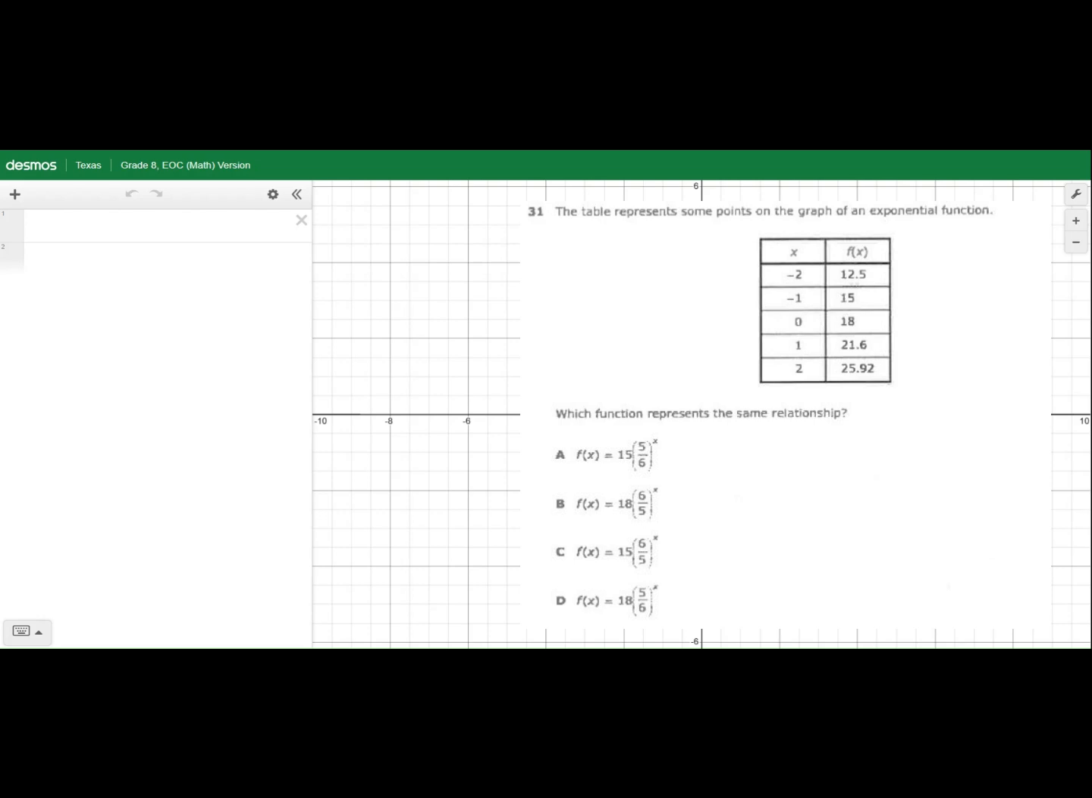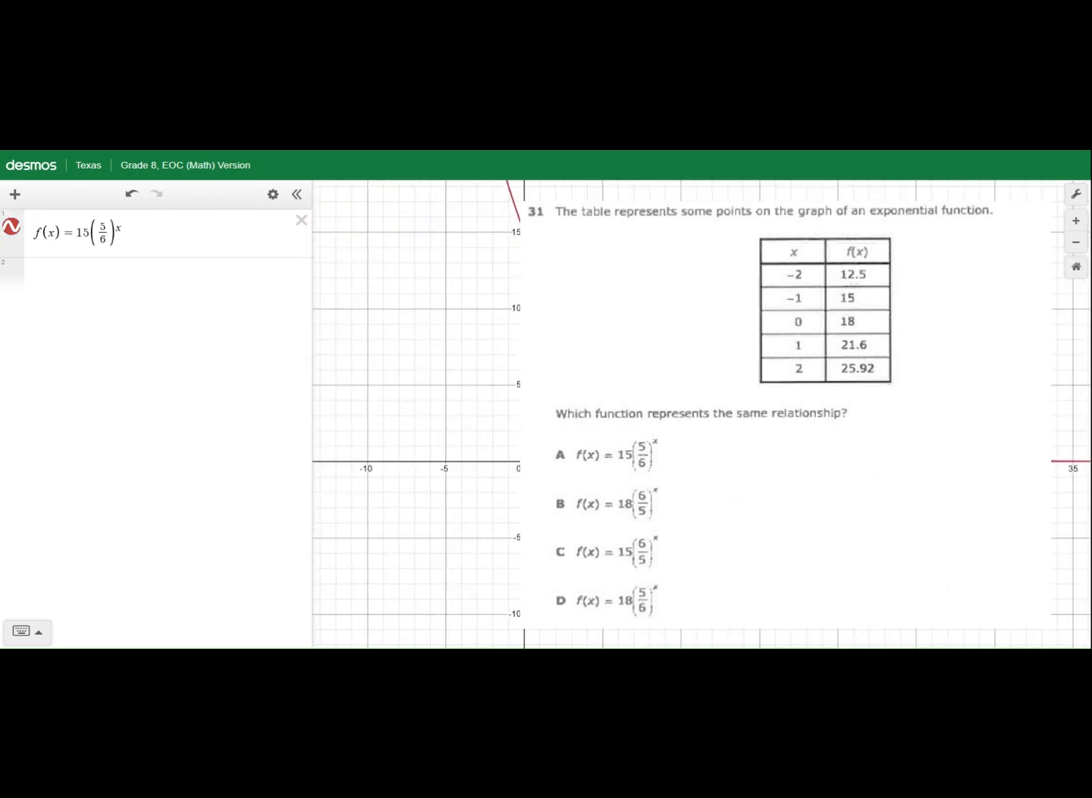Let's start with this. Unlike what we were doing with linear equations, we cannot use the y1 squiggly line mx1 plus b. That's only good for linear equations. Right now, we have an exponential function. The first equation is f of x equals 15 times (5 divided by 6) raised to x. If you type that, you can see the graph. But we don't have a graph right now in the given.